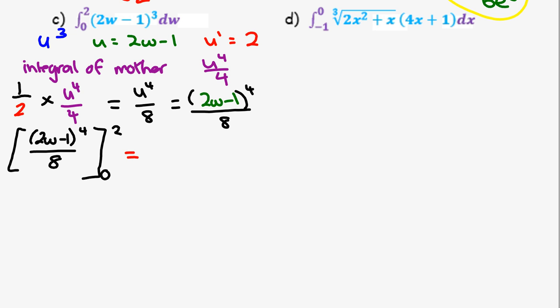I don't like this. Messy, eh? So what's 2 times 2? I'm being a bit lazy because of my pen. 4. Subtract 1. And you'll subtract 1, yeah. So let's do 4, subtract 1, which is 3 to the power of 4, over 8 minus 0. Okay, negative 1.